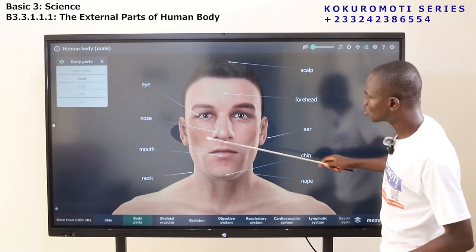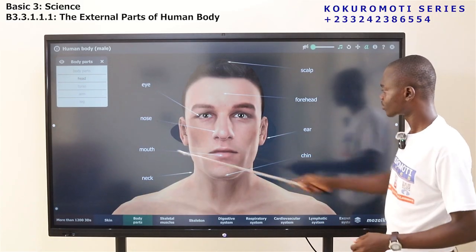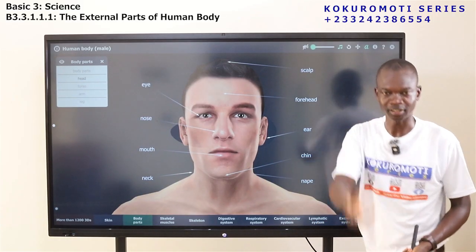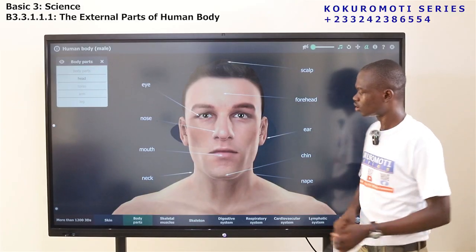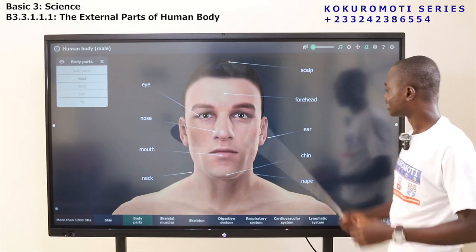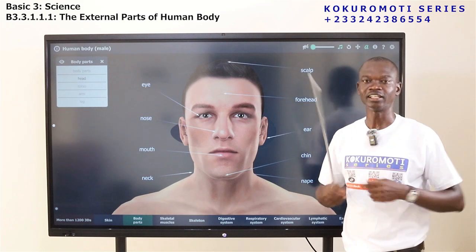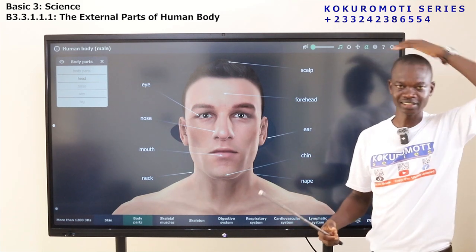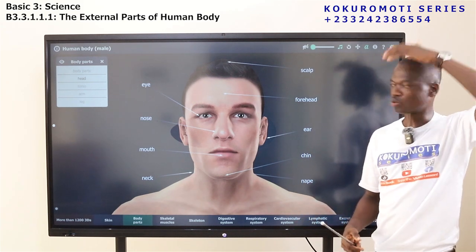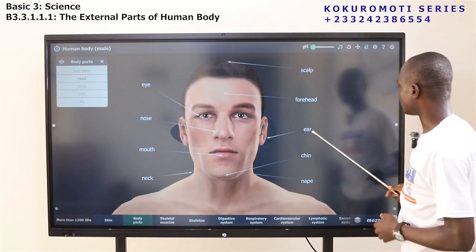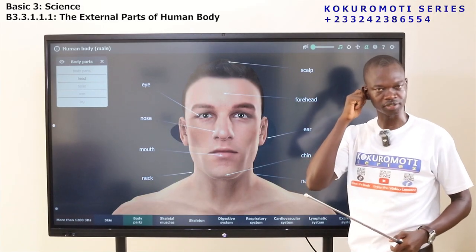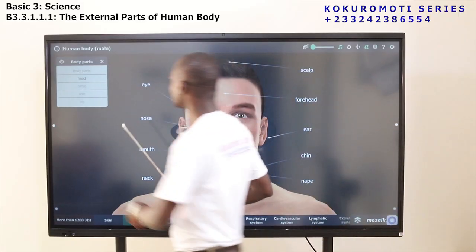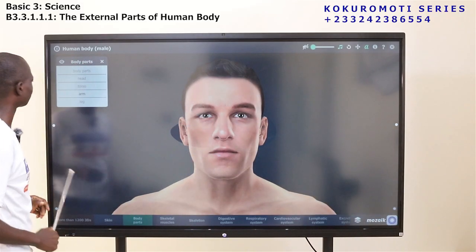So the next one is what? The mouth. The mouth is used for what? Talking. We talk. We use the mouth to talk. We use the mouth to eat. Okay, so we have the neck. This is the neck. It is used to hold what? The head. We have the ear. These are ears. We use the ear for listening or for hearing. Very good. Now let's look at the next one.